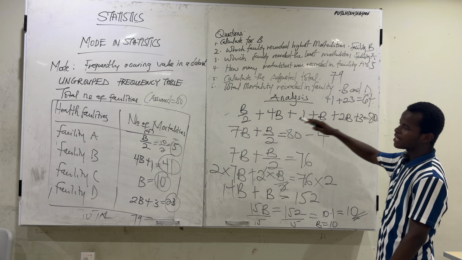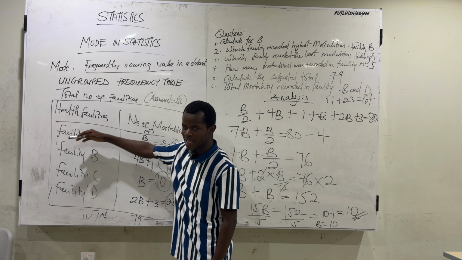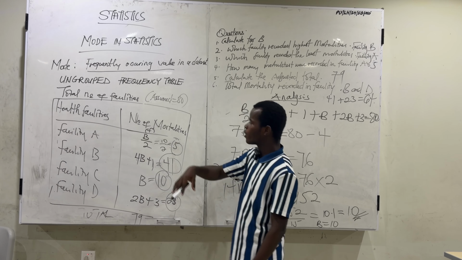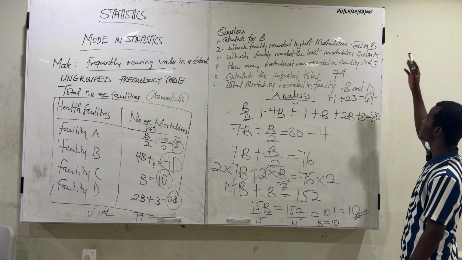That one is facility A, which is 5. So the 5 here maps to facility A. So facility A had the lowest or the least mortality. So you write the name of the facility, which is facility A.